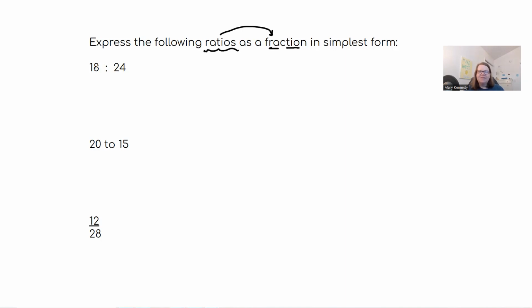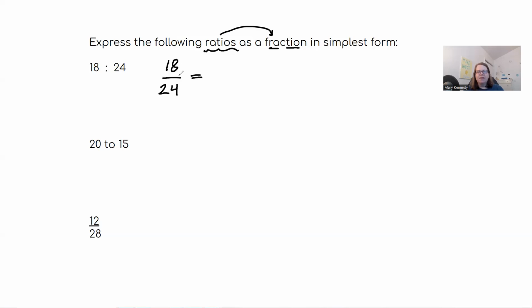So you would read this as 18 to 24. But in terms of writing it as a fraction, I would write it this way: 18 over 24. And there are several ways that you may learn how to do this. This is a way that I find to be really useful, especially going into some of the next things that you're going to see in algebra. I find that this is a very helpful way to do it.